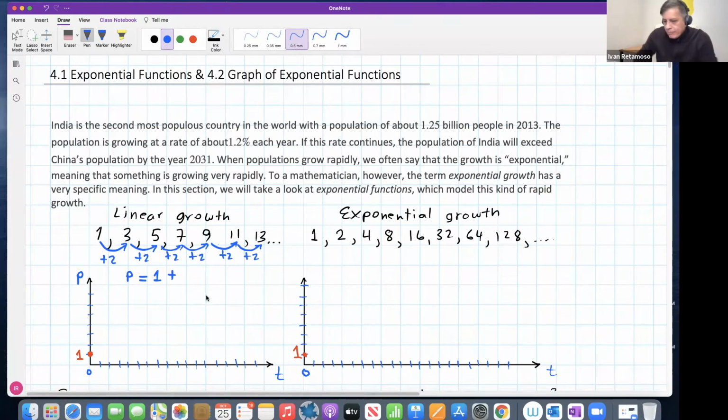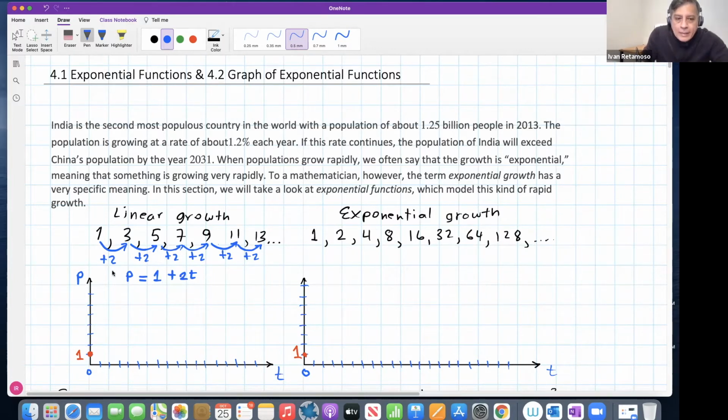Yeah, I see. Someone figured it out. It's not hard to figure this out. Gabriela, excellent. Twice time, right? At time 0, this is 1. At time 1, 2 times 1, 2 plus 1, 3. At time 2, 2 times 2, 4 plus 1, 5, and so on, right?